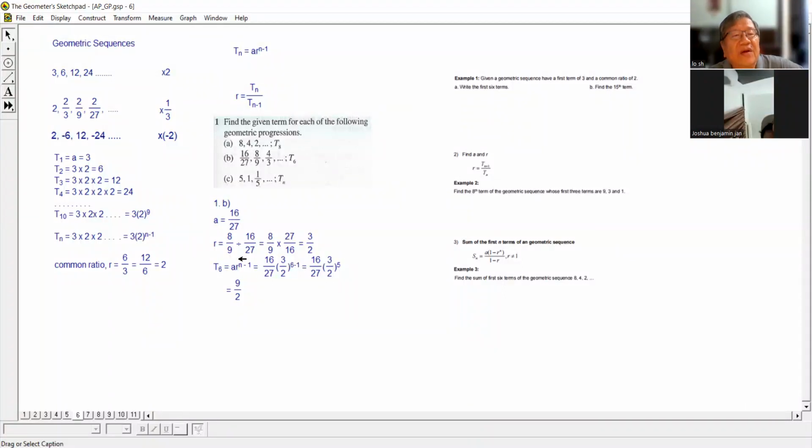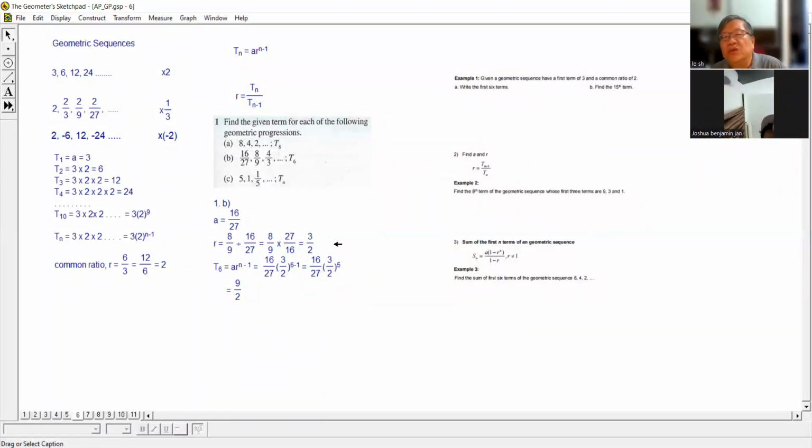If I want to find the R, I take the number behind, 8 over 9, then divide by the number in front. The number in front is 16 over 27. So 8 over 9 divided by 16 over 27. So 8 over 9 multiplied by 27 over 16. So you have 3 over 2.